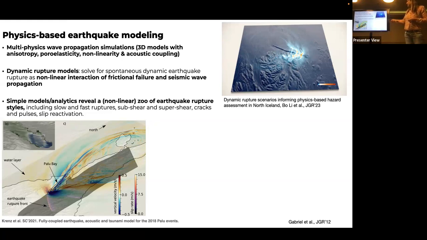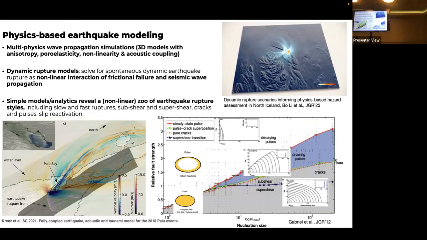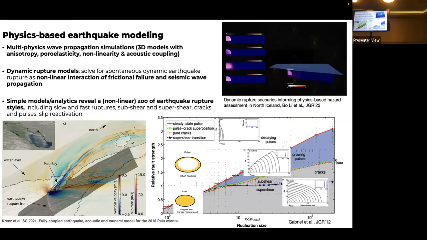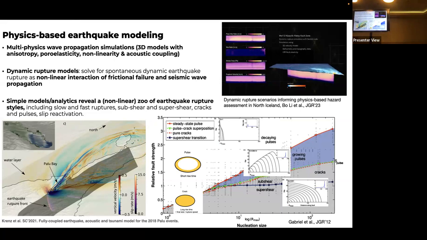This is one earthquake tsunami model that I will not talk about much today, obviously. But here we've been combining dynamic rupture, seismic and acoustic wave propagation in the ocean, and tsunami generation in one fully coupled multiphysics model. And we also know that from much simpler models, simple models, analytical analysis reveal already a nonlinear zoo of earthquake rupture styles, including slow and fast ruptures, subshear and supershear rupture, crack and pulses, and slip reactivation. So we see a lot of complexity even in simple models.